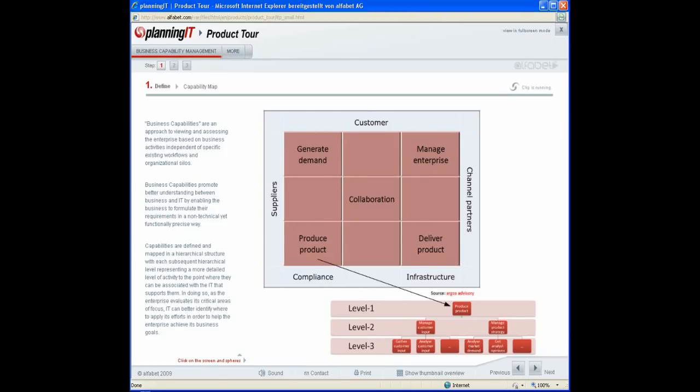In doing so, as the enterprise evaluates its critical areas of focus, IT can better identify where to apply its efforts in order to help the enterprise achieve its business goals.